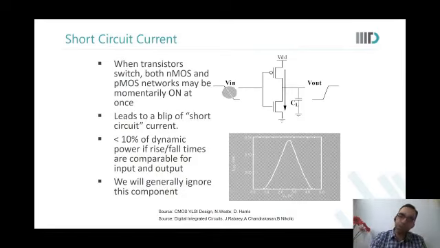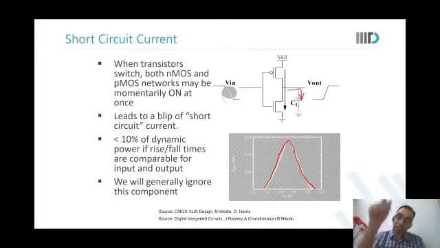When the input is toggling, there is a time when both PMOS and NMOS are simultaneously on, which is when some current would flow from VDD to ground directly. That is short circuit current. We're not talking about CL over here. We're talking about directly VDD to ground. We are calling it IVDD.